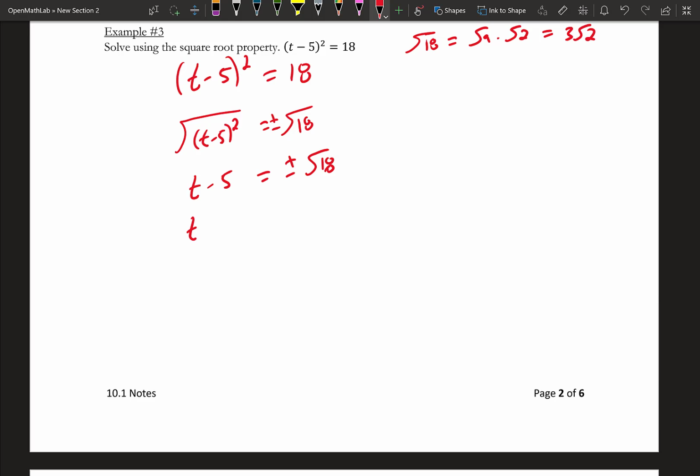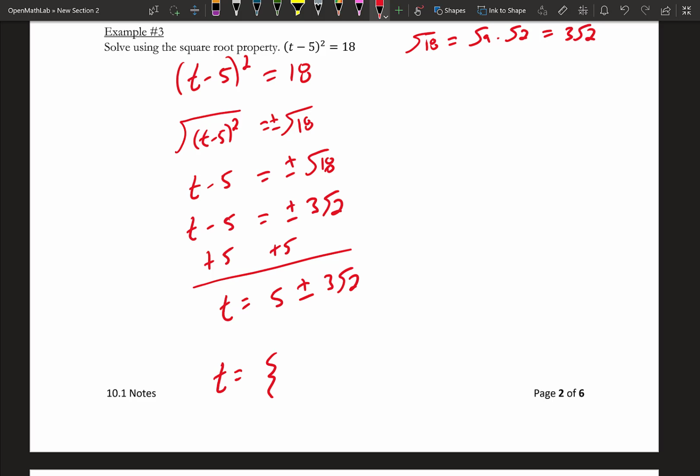So we would have t minus 5 equals plus minus 3 radical 2. So if I add 5 to both sides, I would have t equals 5 plus minus 3 radical 2. Right, so the solution set for t is 5 plus minus 3 radical 2. Right, so notice I just added 5 to both sides and I was able to write it like this.